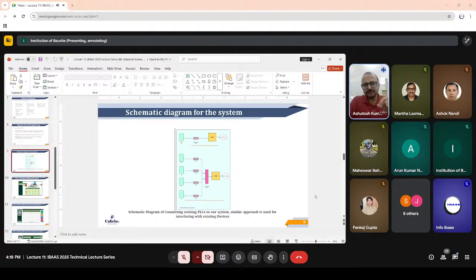We will put a switch and connect our system, that is a computer powered by GPU. So one computer is connected to all of your PLCs via a larger switch, and then all of the data is stored.